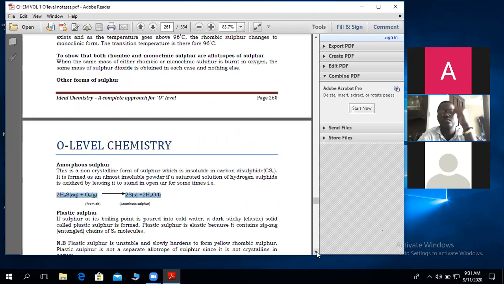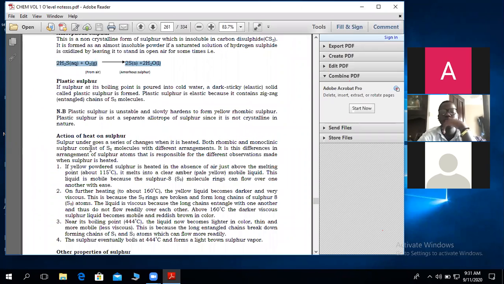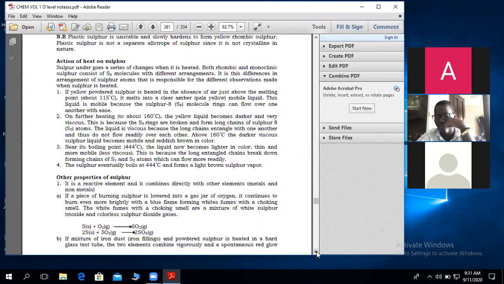So I was telling you that the most important allotropes of sulfur are monoclinic sulfur and rhombic sulfur. Action of heat on sulfur. You know, when sulfur is burnt in oxygen, it burns with a pale blue flame, and it forms sulfur dioxide gas.